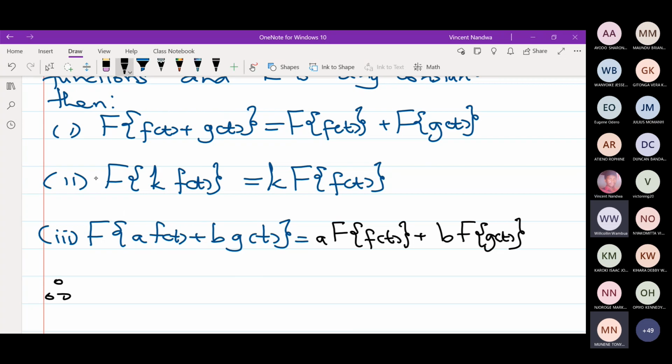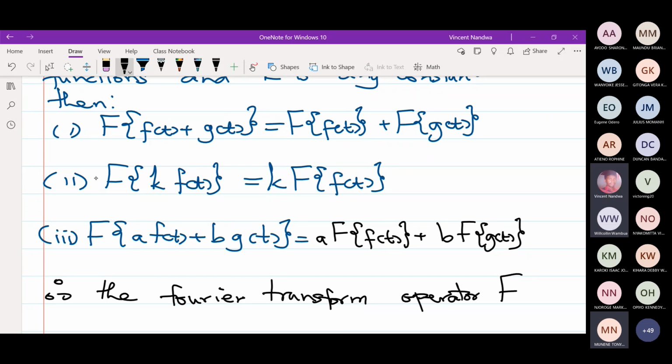So therefore, the Fourier transform operator F is linear. We say an operator is linear if you apply that operator to the sum of two functions, you get the sum of the operator on the two respective functions. And also, if you apply that operator to a constant times a function, you get that constant times the operator operated on the function.